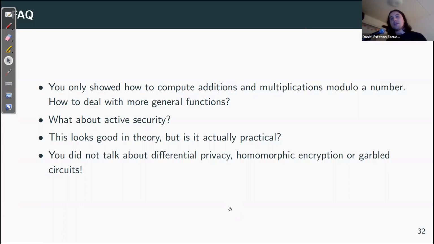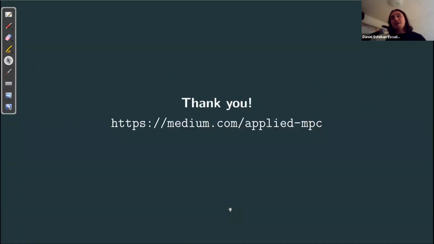And finally, garbled circuit is another way of doing MPC. It's not based on secret sharing. It's based on garbling a circuit, which is a completely different approach. I won't get into detail on this. Just wanted to fill in these holes that some people may feel I left out. With this, I think I'm ready.